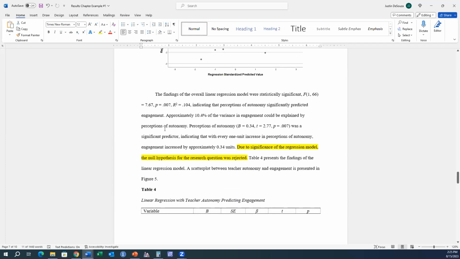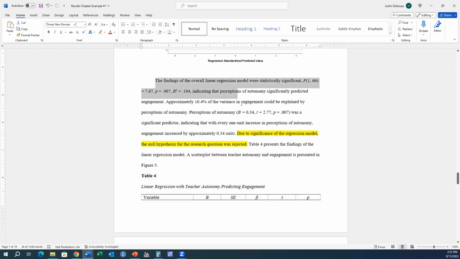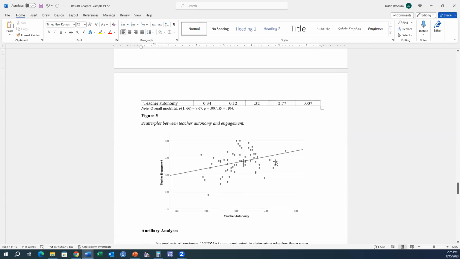And then we have the findings of the linear regression model. So it's basically summarizing what's in this table here. This is an APA format to report a linear regression. So we summarize those findings here, and we conclude with a definitive statement that because there was a significant relationship, the p-value is below 0.05, we can reject the null hypothesis in this example. Okay, and then we have the scatter plot at the very bottom to depict the relationship in the regression.